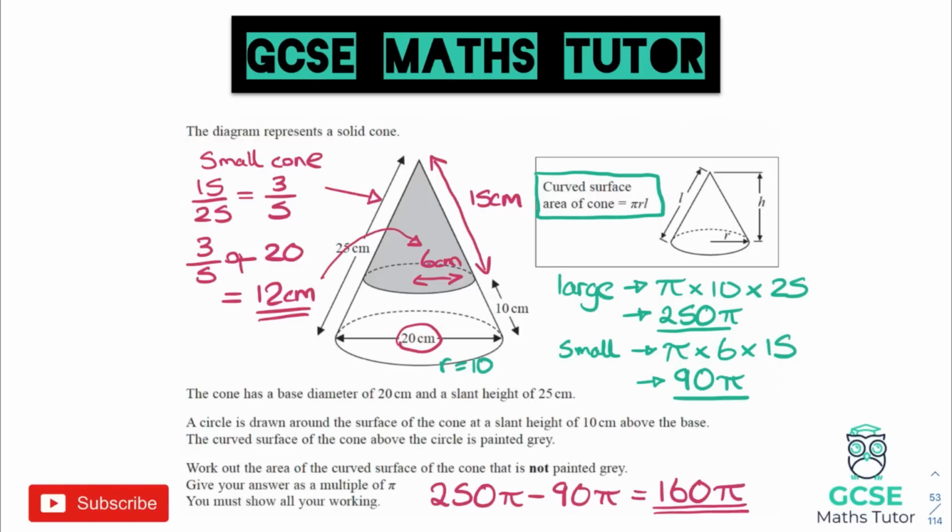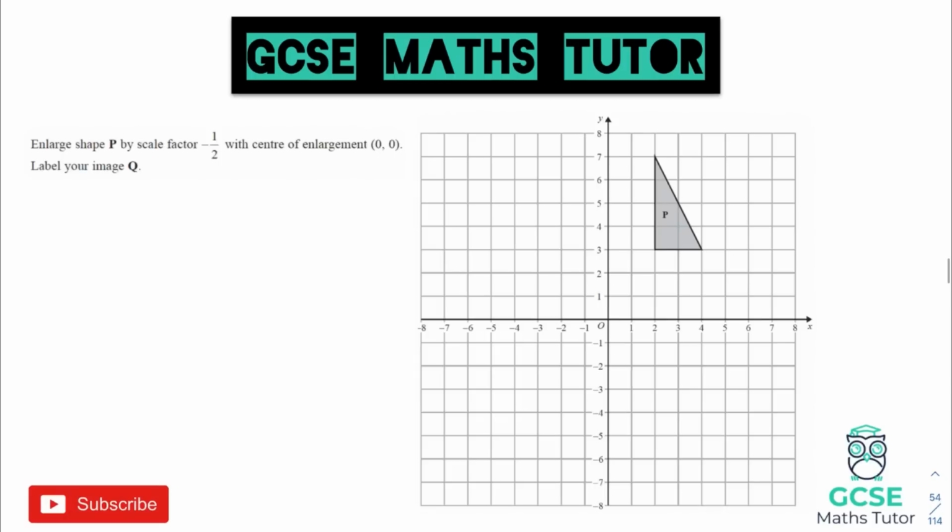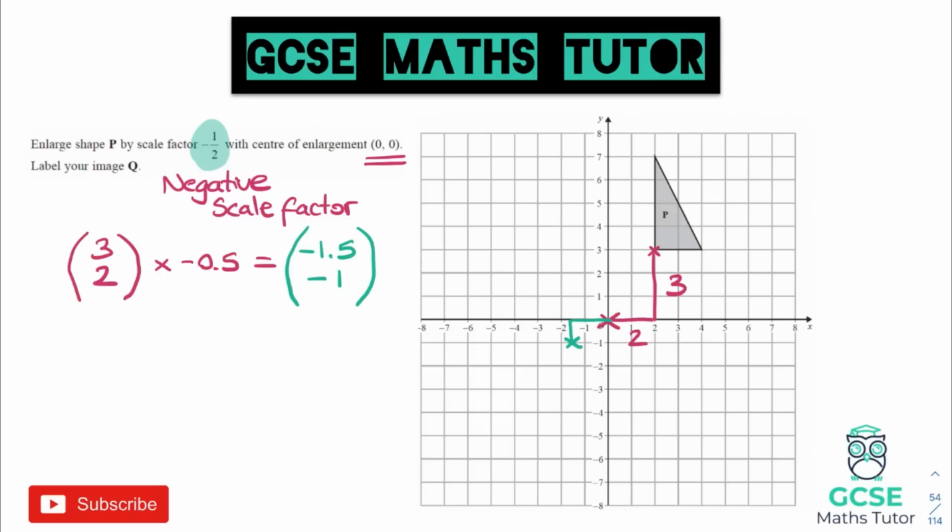If you have to do some transformations, you'll have a negative scale factor potentially. If you have this, find the centre of enlargement and then find the column vector that allows you to get to the first vertex on the shape. Multiply that by the scale factor and it will tell you which distance to go in, and you can get some pretty nasty ones when you have a negative scale factor.